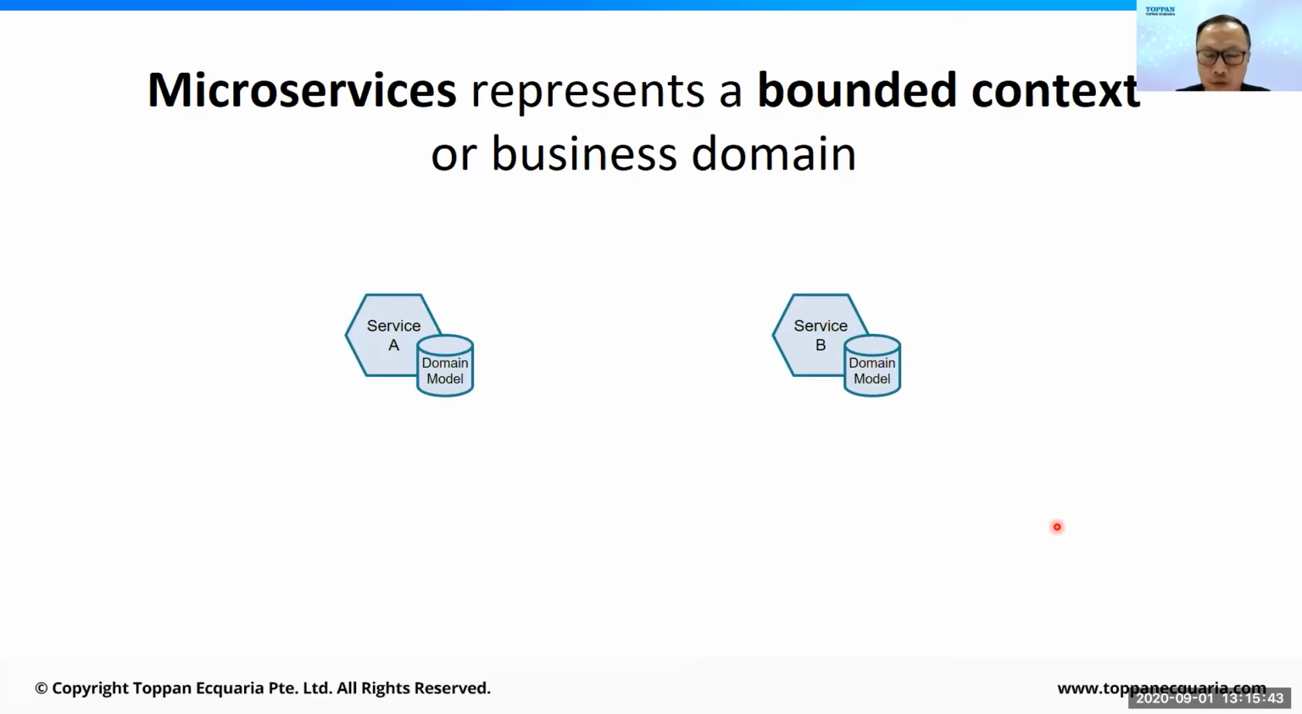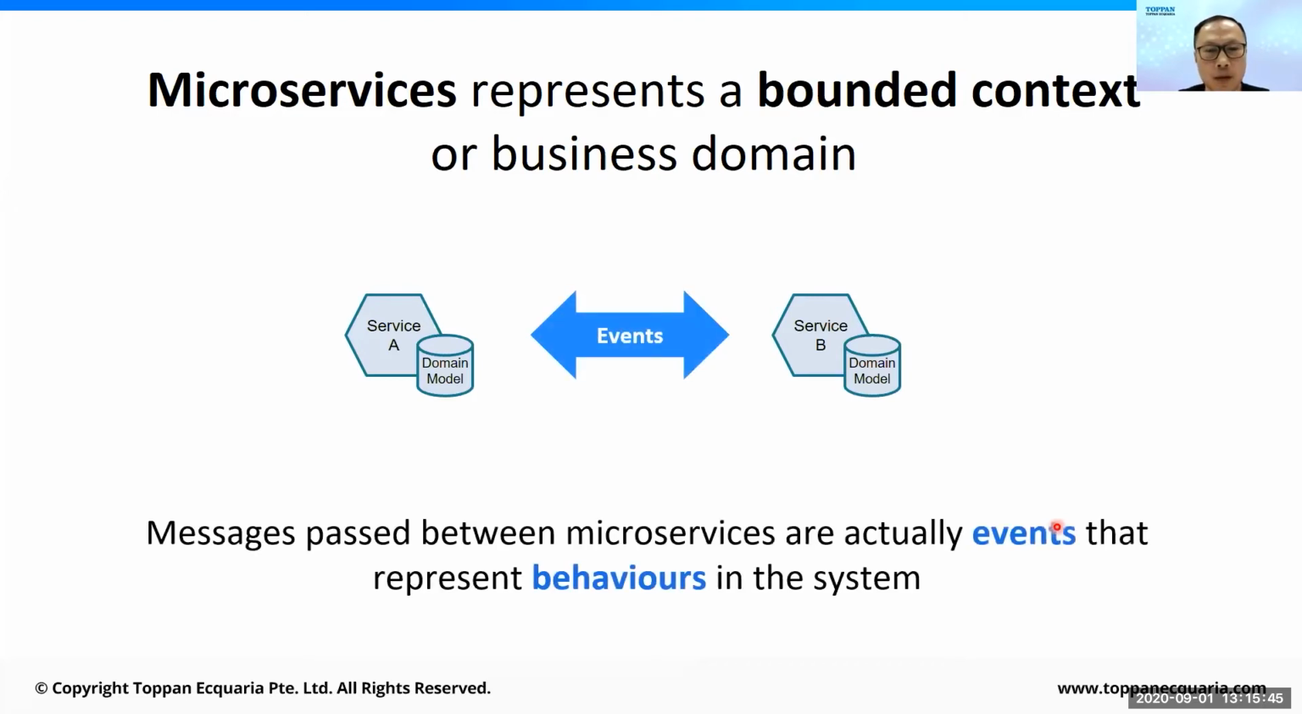Let's take an example of 2 microservices. So messages that you pass between your microservices are actually events that represent the behavior in the system. So it can be an event coming from external user, or it can be an event that is generated internally within our system. So what you pass between microservices are actually events.